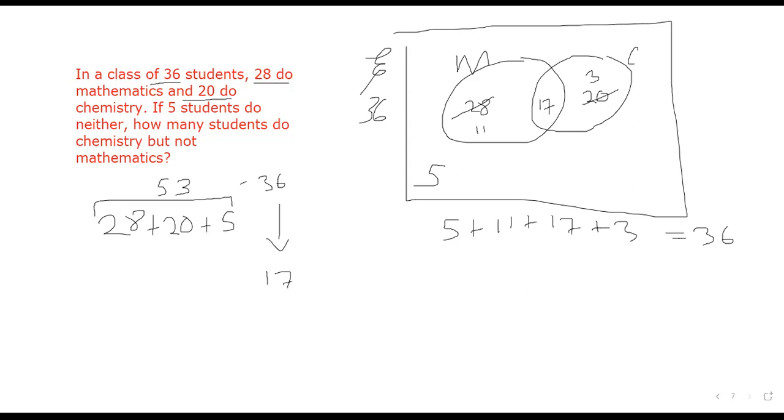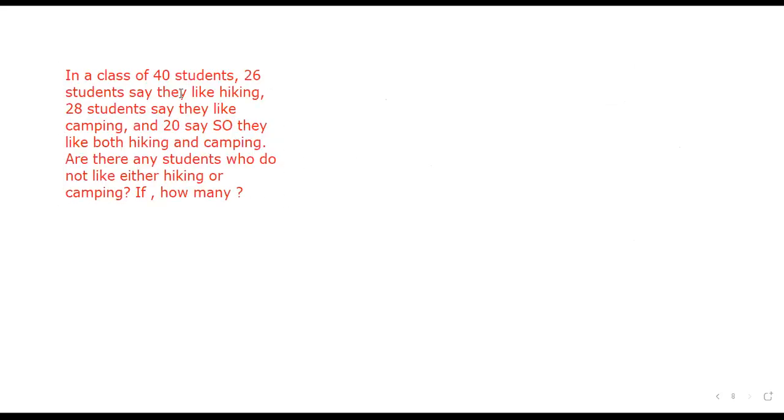What about the 5 outside the set? They are not doing any of them, neither. And that's correct. You guys already know this stuff. Let's try this now.